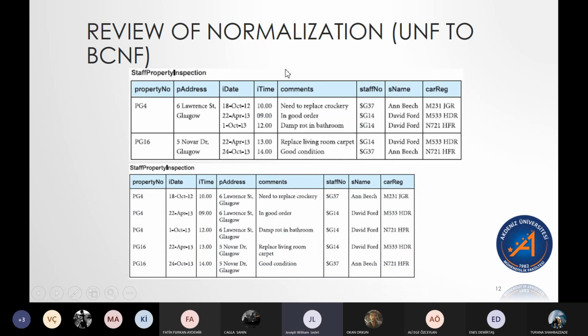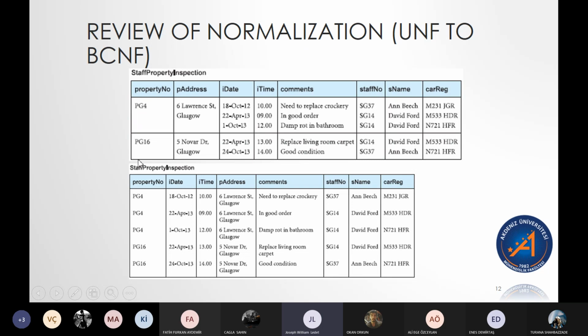So first, we have this in the format of, remember, what we call the unnormalized set. Remember that this has property information, and then this would be the inspection information.